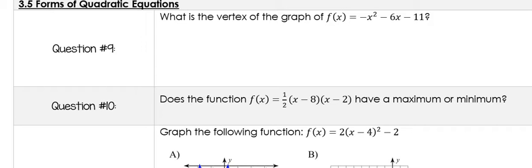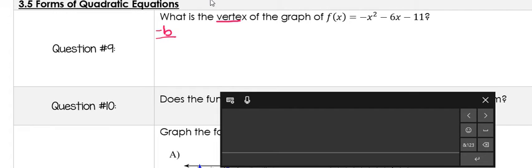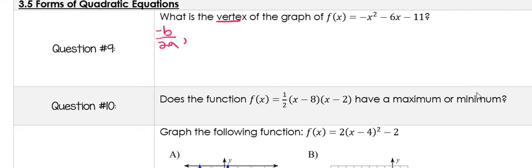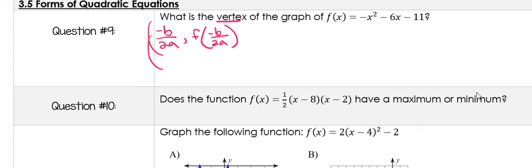So to find the vertex of a graph in standard form, we use the following rule. Negative b over 2a is going to give us our x coordinate, and then f of that, or in other words, if we plug the answer for our x coordinate into the function, that's going to tell us our y. So I'll show you what that looks like here.